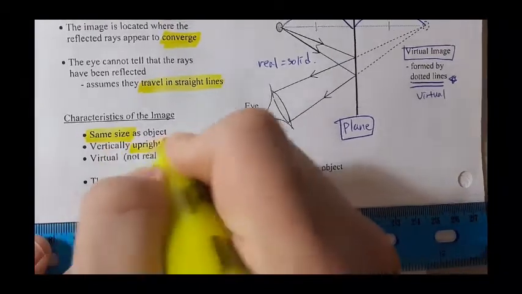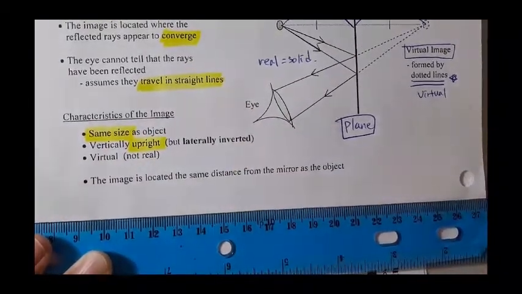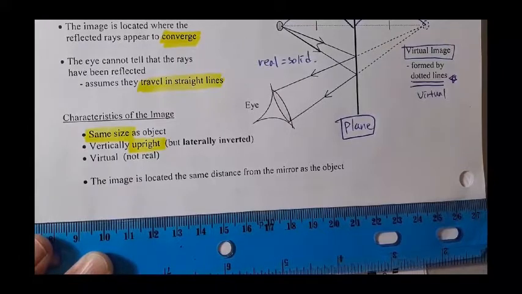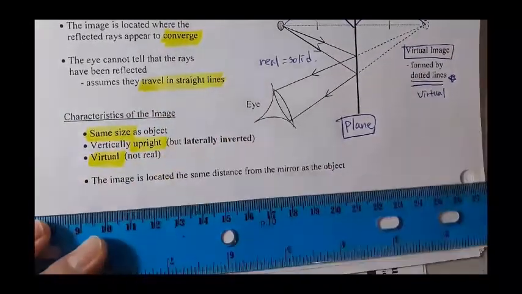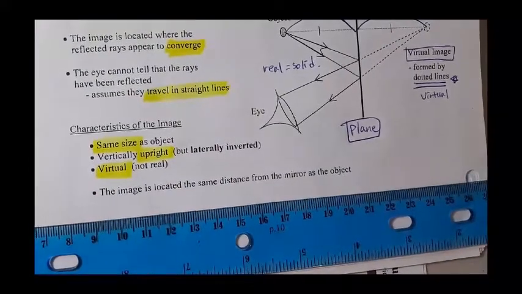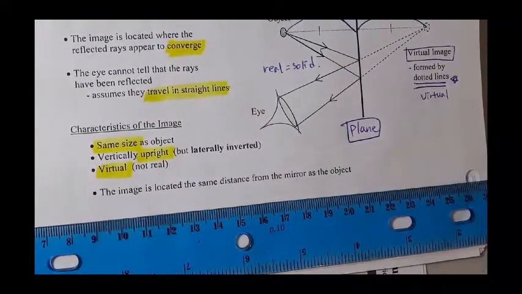Vertically upright is a fancy way of saying you're not inverted. If I'm standing, toes at the bottom, head at the top, the same thing should happen. And the image should be virtual. It's not real. You're looking at a probably left-right inverted situation. If you raise your right arm, technically in your image, yourself is raising your left arm. So that's the only difference. So, thus, virtual. This is my first half of the lesson today.